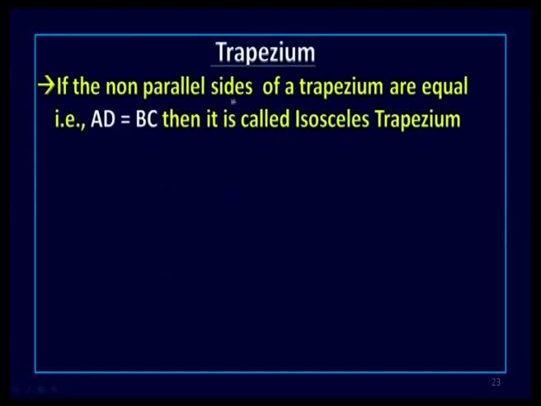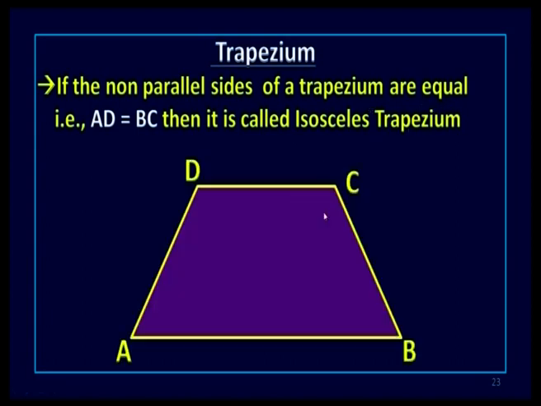If the non-parallel sides of a trapezium are equal, then it is called an isosceles trapezium. Children, observe the trapezium here. Yes, it is a trapezium because AB is parallel to CD, and I am taking two diagonals here, AC, BD, and I can say that AD is equal to BC. So I am calling this trapezium an isosceles trapezium. Children, when can we call a trapezium an isosceles trapezium? Yes, when non-parallel sides are equal. See here, AB is parallel to CD, AD and BC are non-parallel sides.